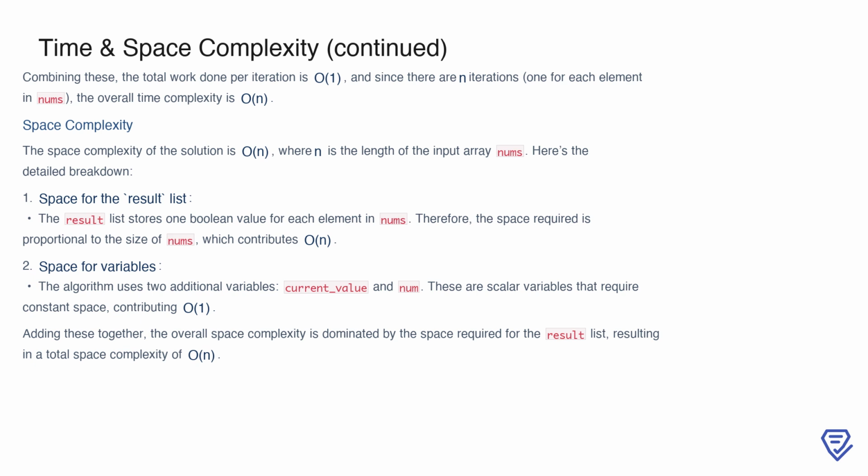Moving on to space complexity, the main contributor is the result list, which stores one Boolean value for each element in nums. This means the space required grows linearly with the size of nums, contributing O(n) to the space complexity. Aside from this, the algorithm uses two scalar variables, current_value and number, which require constant space, contributing O(1). Therefore, the space complexity is dominated by the result list, leading to a total space complexity of O(n).